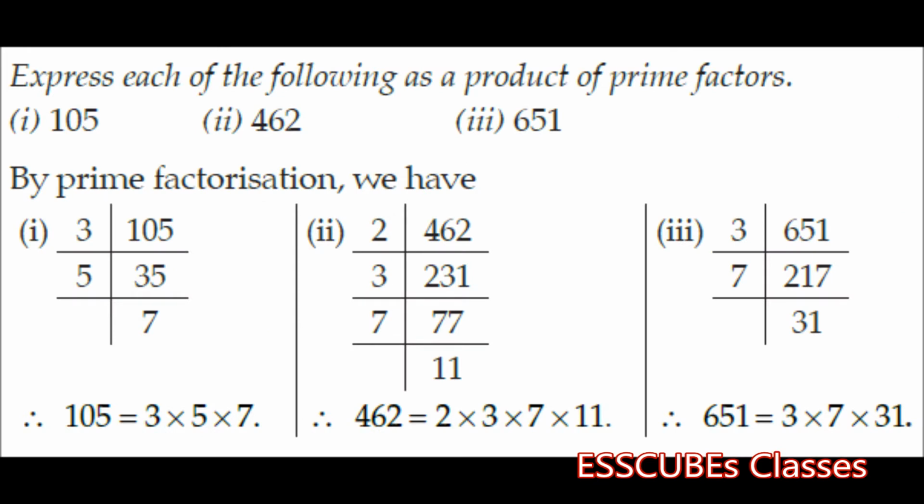This will become more clear when we go through the few examples given on the screen. Suppose we need to find the prime factors of 105. If I go by the prime factorization method, I find that the prime factors of 105 are 3, 5 and 7. Similarly, that of 462 is 2, 3, 7 and 11, and that of 651 is 3, 7 and 31.